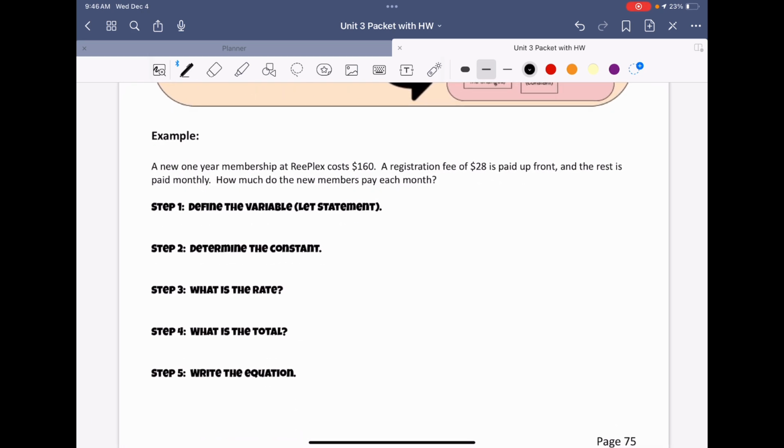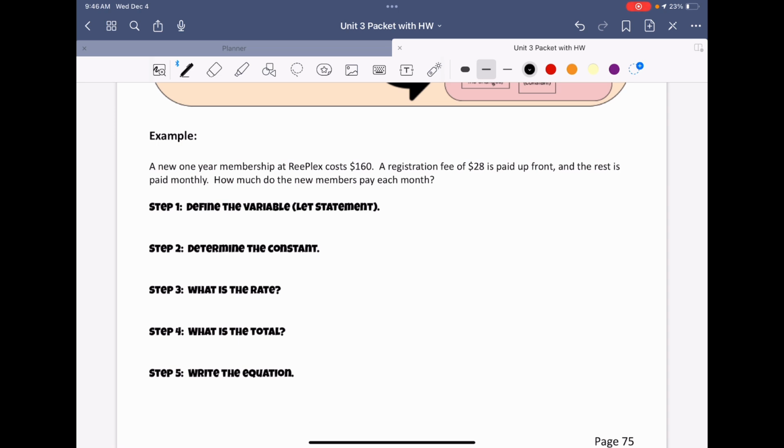I'm going to read it first, then we'll go back and find our key ideas. So a new one-year membership at Replex costs $160. A registration fee of $28 is paid up front, and the rest is paid monthly. How much do the new members pay each month?